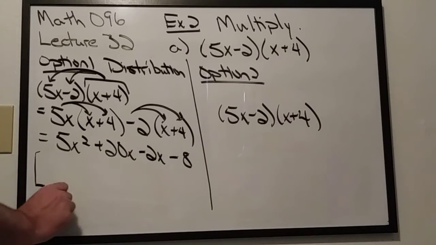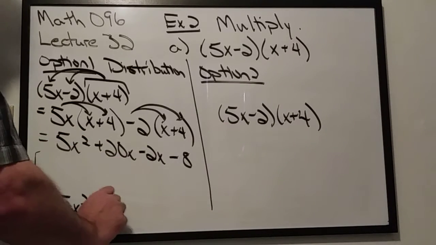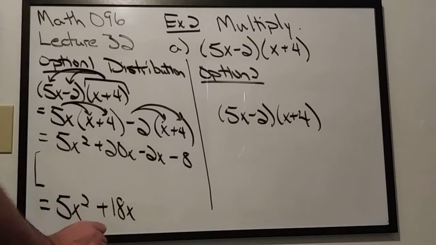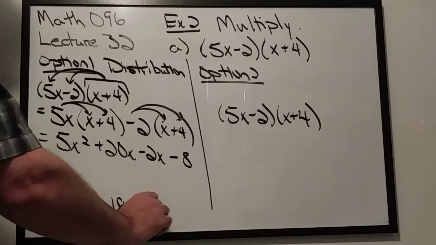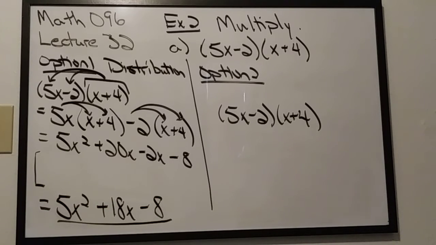5x squared doesn't have a friend, so he's going to come down. And then 20x and negative 2x, those are like terms because they have the same variable to the same power. So they can come together as a positive 18x. And then finally my negative 8 comes down, doesn't have any friends, so it doesn't combine with anybody. So our final answer here is 5x squared plus 18x minus 8.